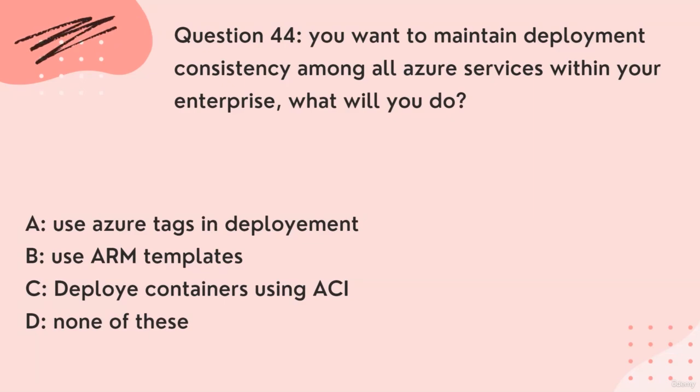So the option says use Azure tags in deployment. This cannot be done as tags are for organizing the resources. They have nothing to do with deployment. Use Azure Resource Manager templates. Yes, you can use ARM templates to deploy all the resources. ARM templates will make sure that consistency is maintained. Deploy container using ACI. No, this again has nothing to do with consistency. So the answer is option number B.